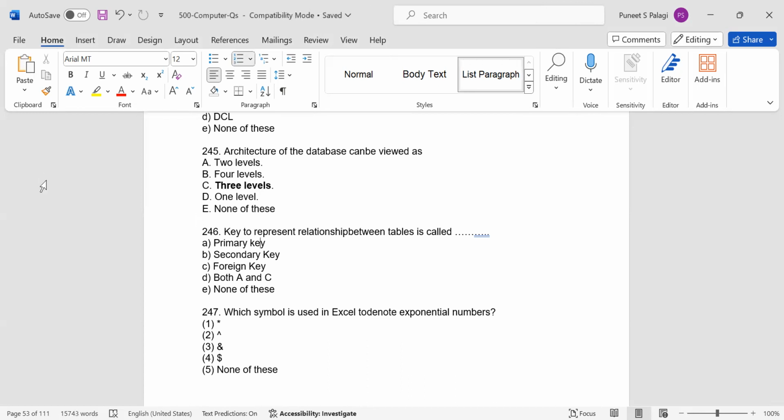The key to represent the relationship between tables is called the foreign key. Then the key of a table can be a primary key of another table.